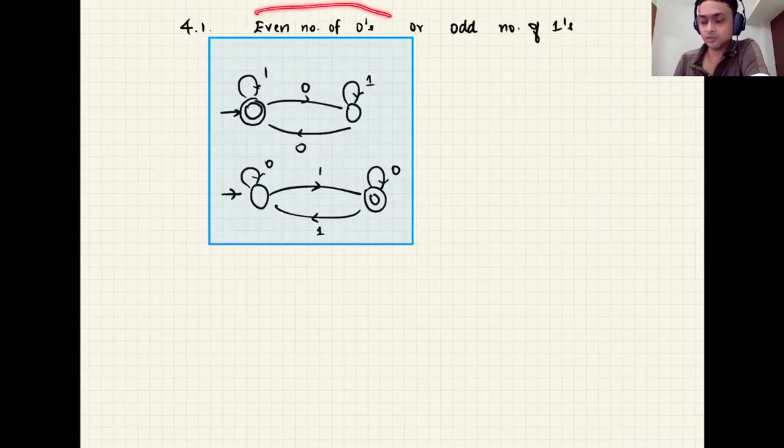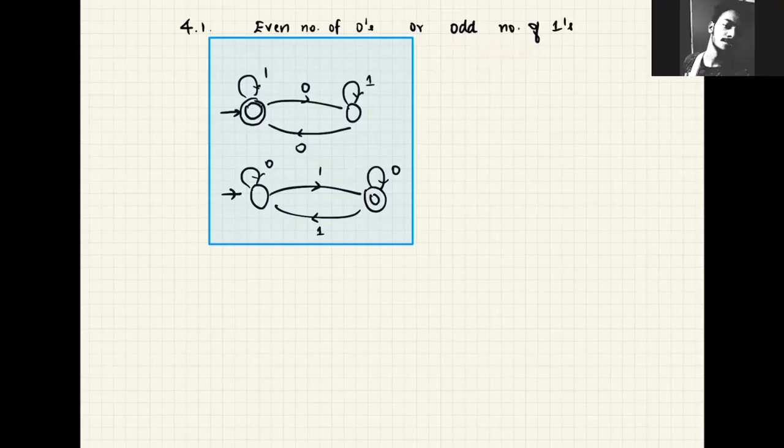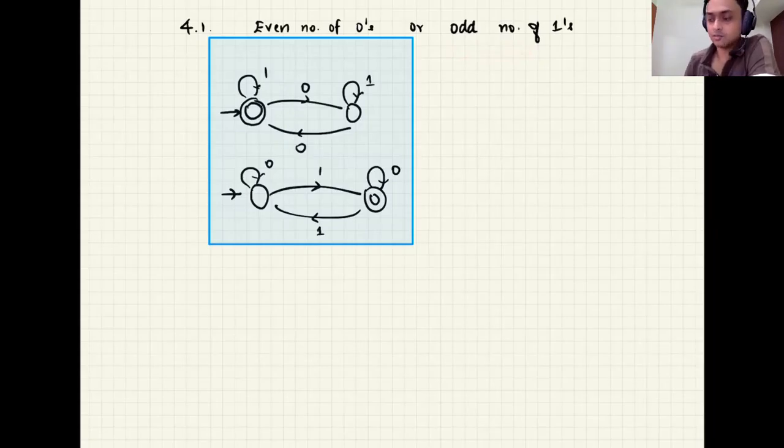It has an odd number of zeros and an even number of ones. In that case, it will end up here and here, and we have to reject it because it does not belong to the language. Is that clear? Okay. So a word which is rejected, all the runs will be non-accepting. In this case, both the runs will be non-accepting, which is what is intended.